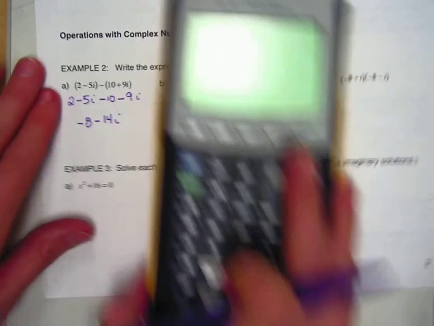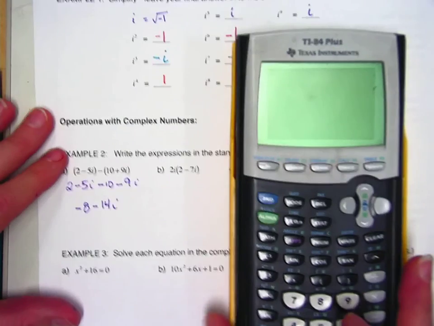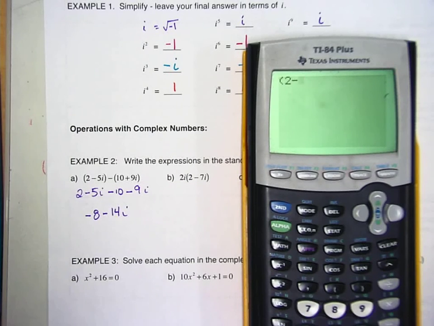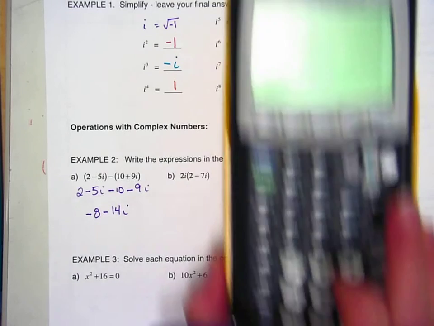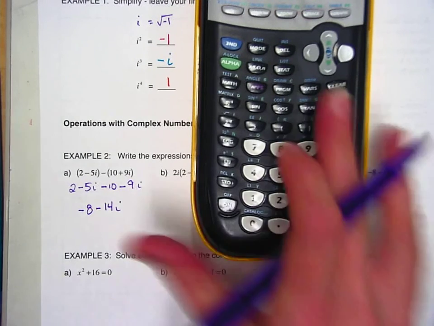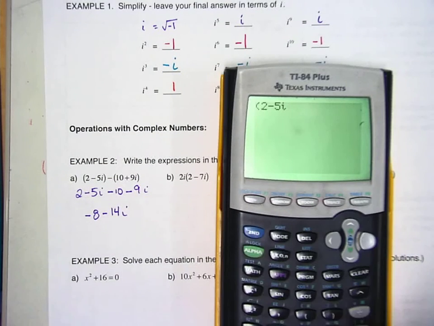The other thing you can do is your calculator actually has an i button on it. So we could type it in exactly as you see it. So 2 minus 5, and then the i is going to be second decimal. So second decimal, we'll put an i on your screen.